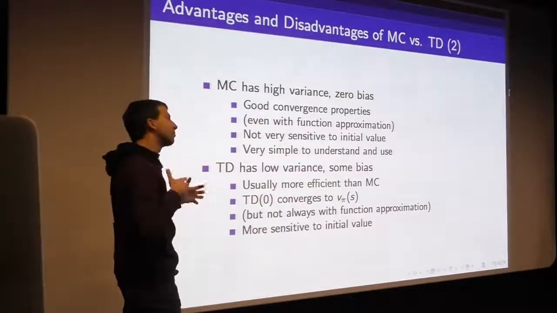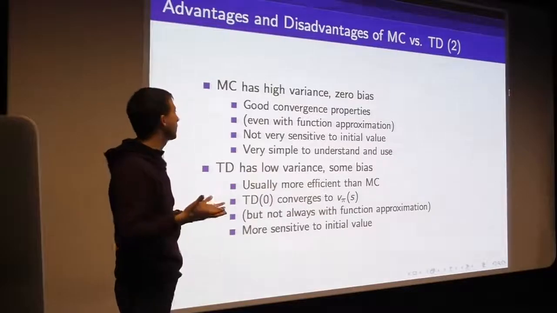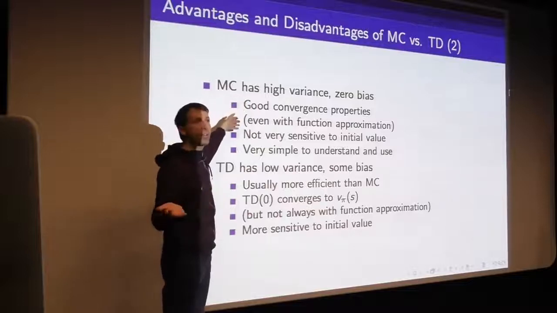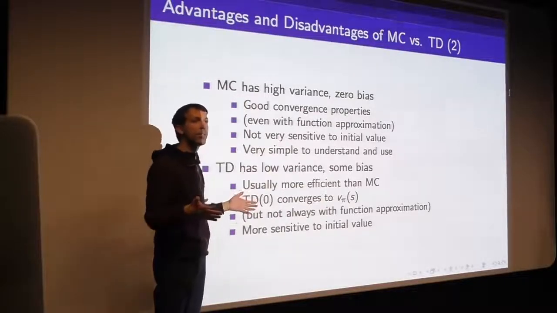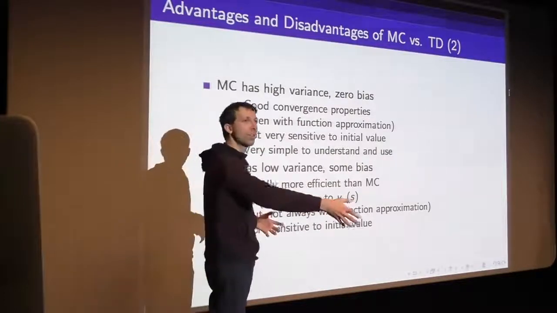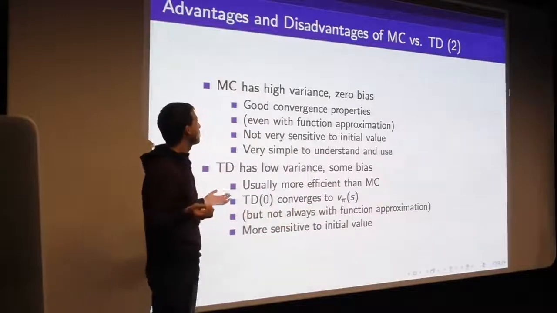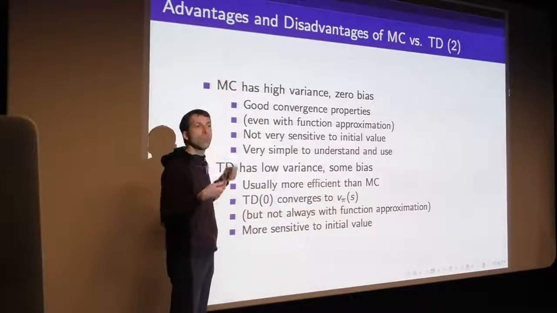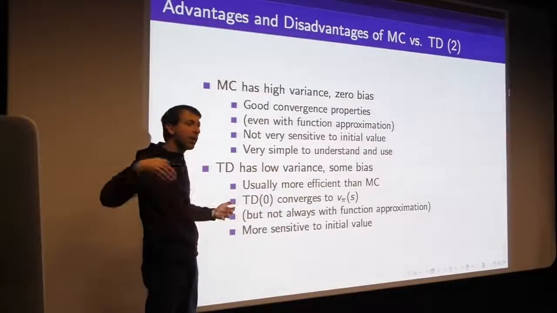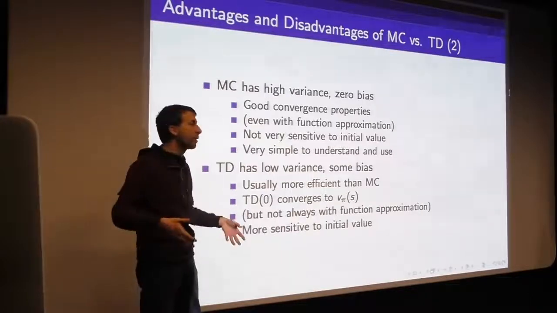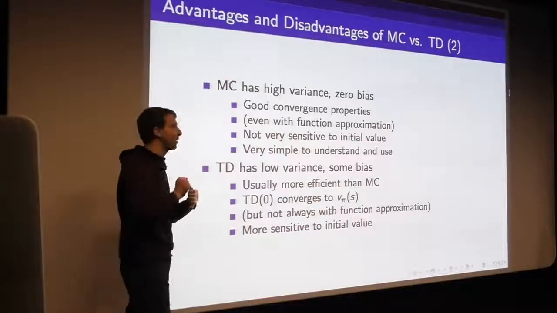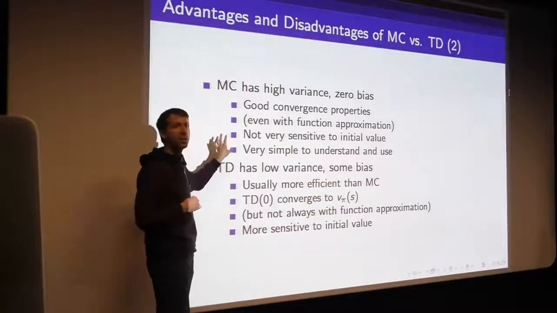Okay, so Monte Carlo is high variance but no bias. Some good things about Monte Carlo is, as a result of being zero bias, it has very good convergence properties. We'll see later, even when you use function approximation, Monte Carlo just works. It works out of the box. All the algorithms just converge to the correct answer. It's not very sensitive to the initial value because we're not bootstrapping from the initial value. It still matters where you start. It will take longer to adjust a really wildly wrong value towards the correct value. But it doesn't cycle off itself. It doesn't feed off itself. And it's very simple to understand and use.